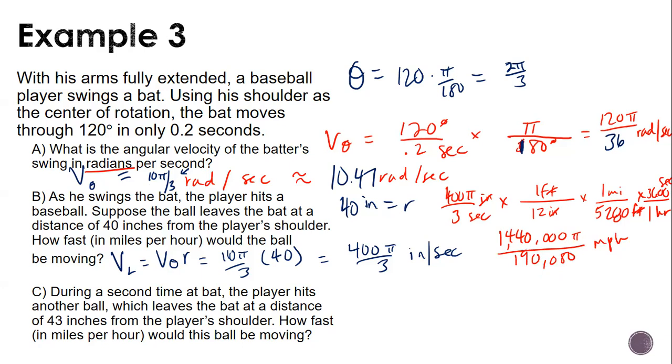How do I find the thingy? You divide it. Actually, we're going to reduce this fraction. Fraction reduced would be 250 pi over 33. That's what I was thinking. And that's going to give me 23.8 miles per hour.